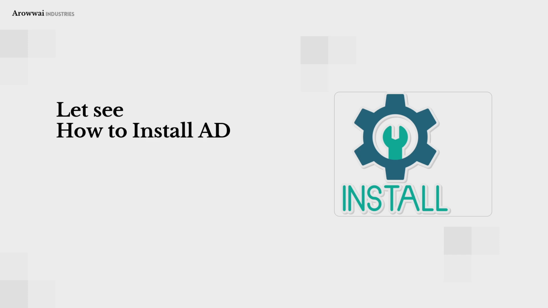Let's see how to install Active Directory on Windows Server. I am installing it on 2019, but you can simply follow this process and apply it on your 2022, 2012 or 2016. It makes no difference what type or version of Windows Server you are currently using.